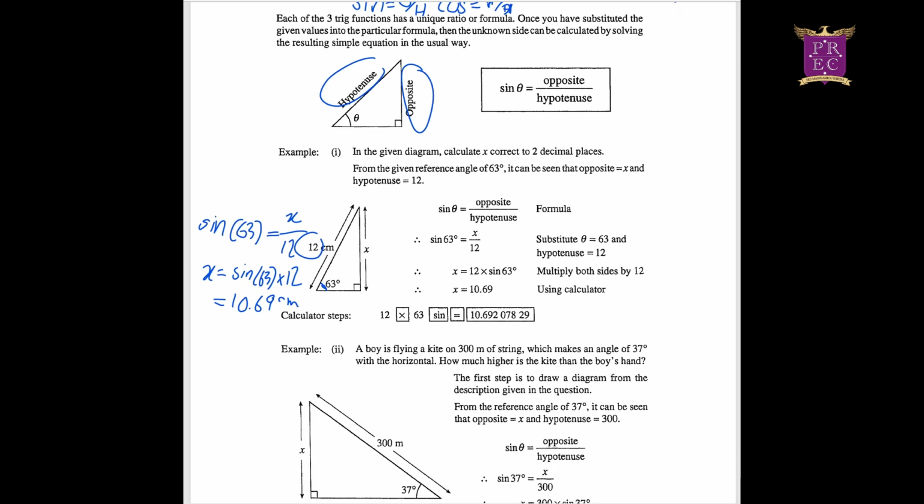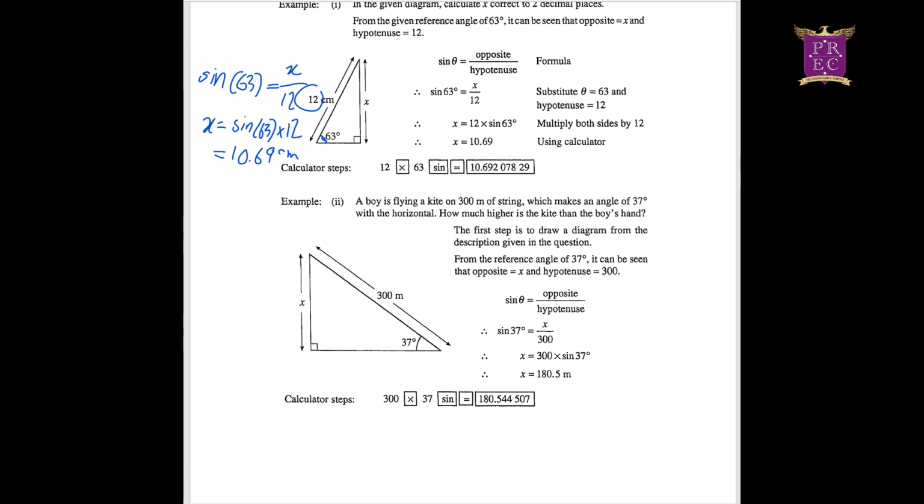Okay, same thing over here. What have we been given? We've been given opposite as x, and we've got hypotenuse as 300 meters and the reference angle to be 37 degrees. Okay, we can do sine 37 is equal to opposite over hypotenuse. Opposite will be x, hypotenuse will be 300. What you need to do is make x the subject, so you do 300 times sine 37, put it in the calculator, and you should get the answer below.